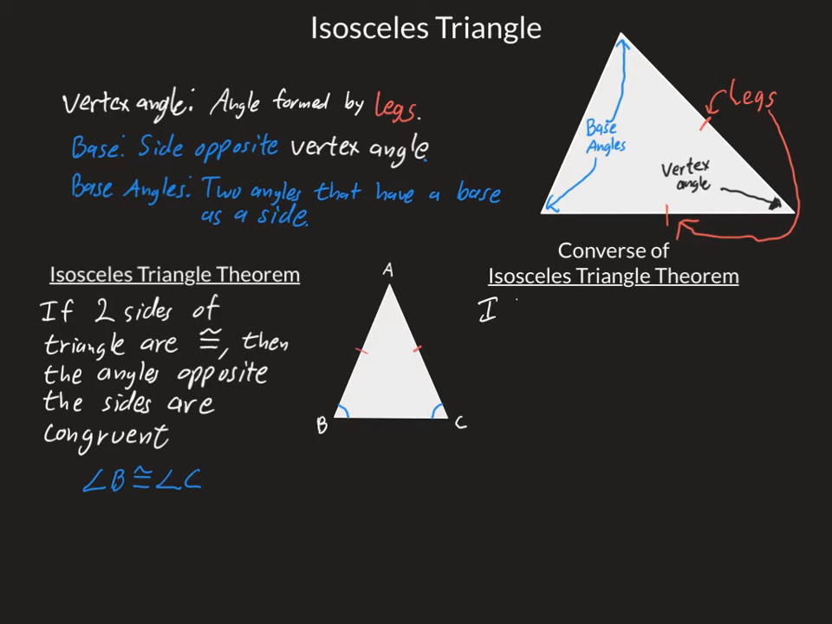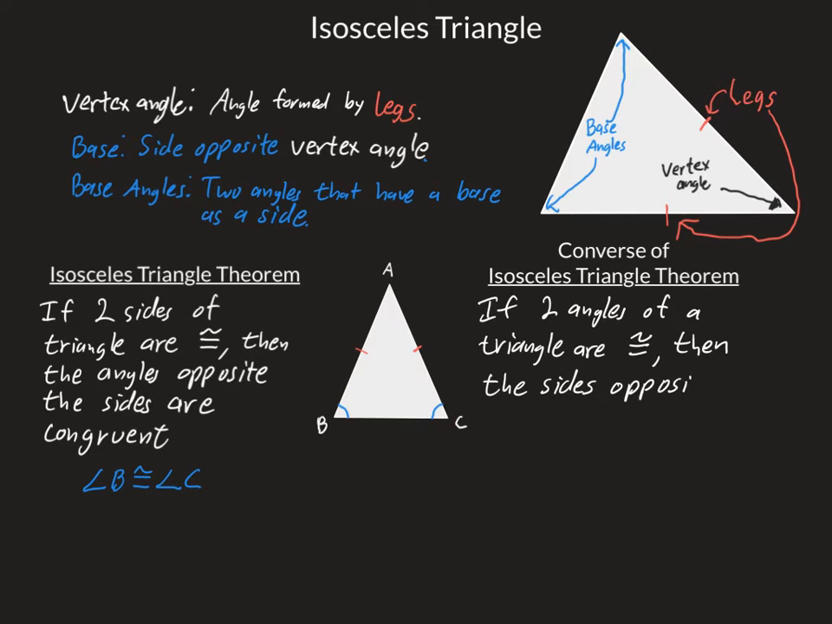So the next theorem is the converse of the isosceles triangle theorem. And that says if two angles of a triangle are congruent, then the sides opposite those angles are congruent. So really the same thing, but switching the word sides and angles. So in this case, AB is congruent to AC because angle B is congruent to angle C.